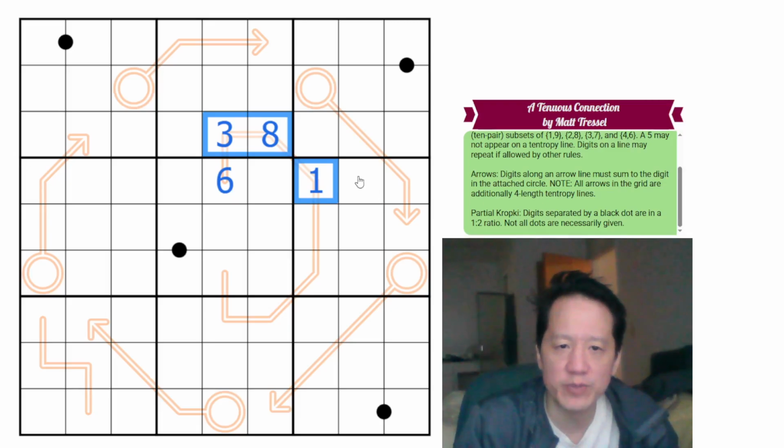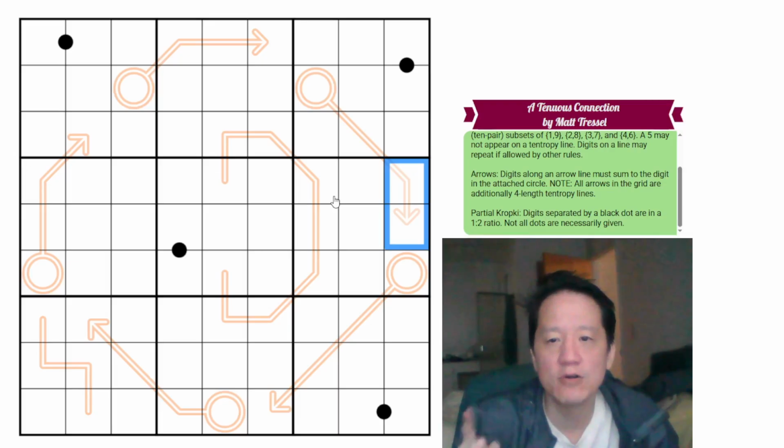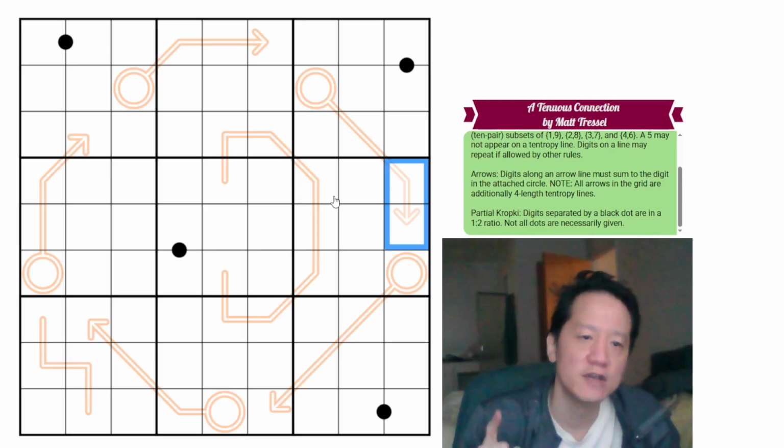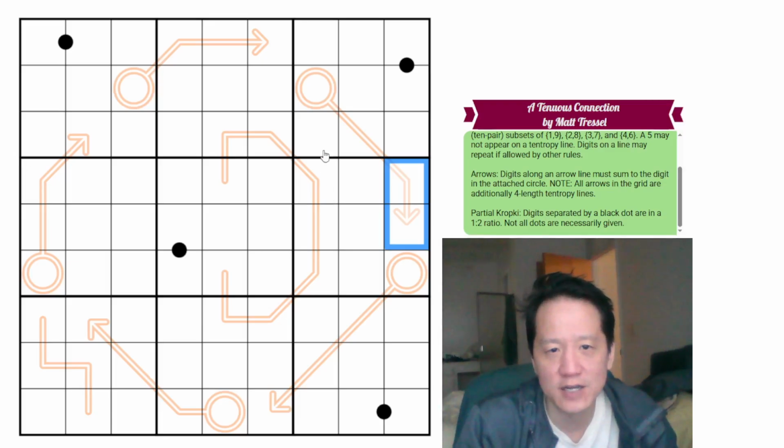And you can have repeats along a tentropy line, so remember that too. Arrows. Digits along an arrow line must sum to the digits in the attached circle. Note, all arrows in the grid are additionally 4-length tentropy lines. So that's actually very important to know.